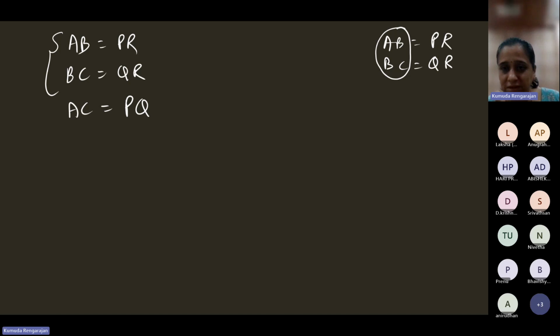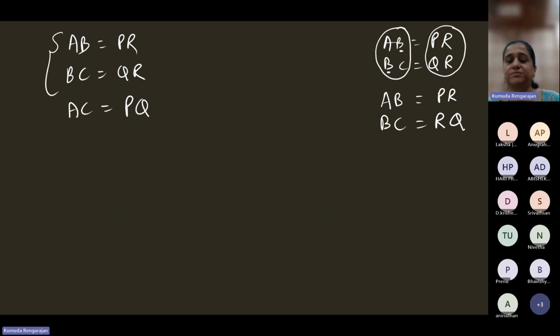So write it like this, A, B, B, C. It ends with B here and it starts with B here, A, B, B, C. Similarly here, what is the common vertex? P, R, Q, R. R is common. So see here, A, B, B, C. We have P, R. R is that common letter, right? So start with R here, R, Q. P, R, R, Q. See here, A, B, B, C, P, R, R, Q.